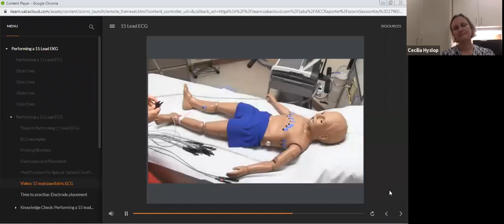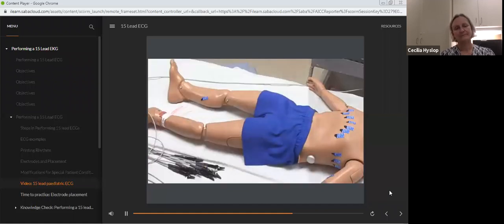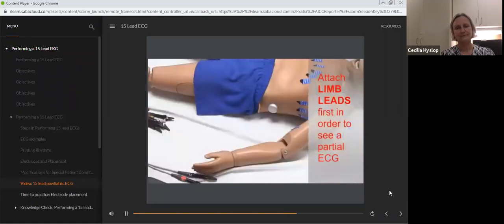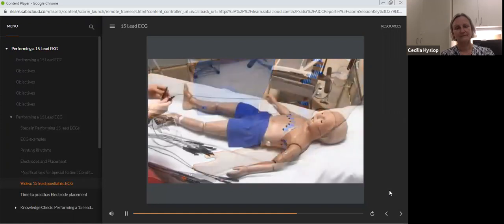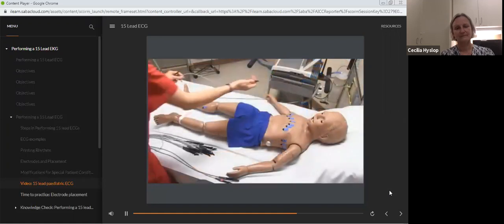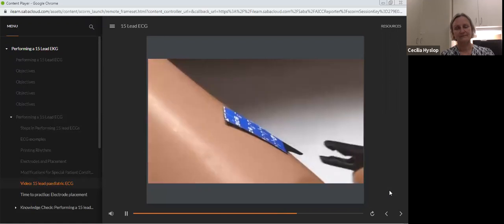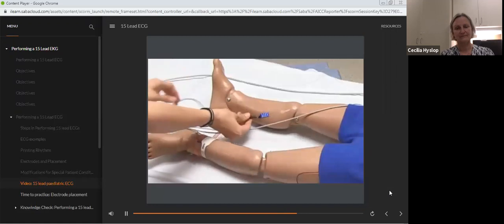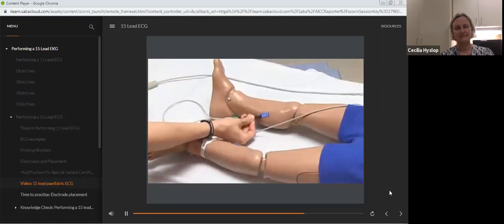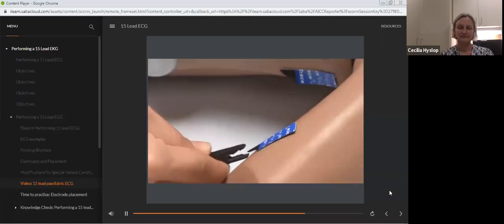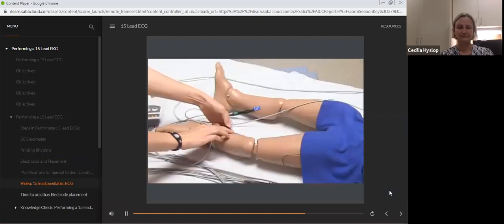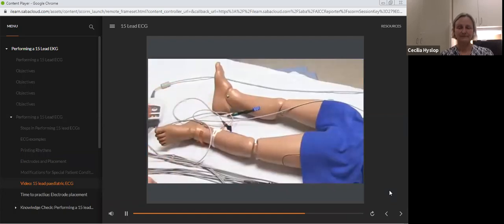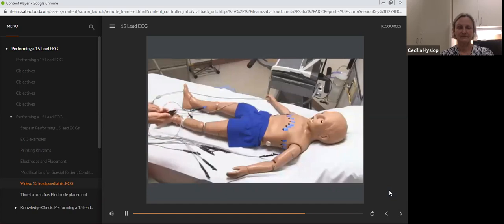We will now be placing the leads on the electrodes. We like to place the limb leads on the patient first so that we get a partial ECG in case you need to quickly capture an arrhythmia that is happening. We will first place the right arm electrode by clipping it onto the black tab. Then the right leg electrode on the patient's right leg, the left arm electrode, and the left leg electrode. Now we can place the chest leads.